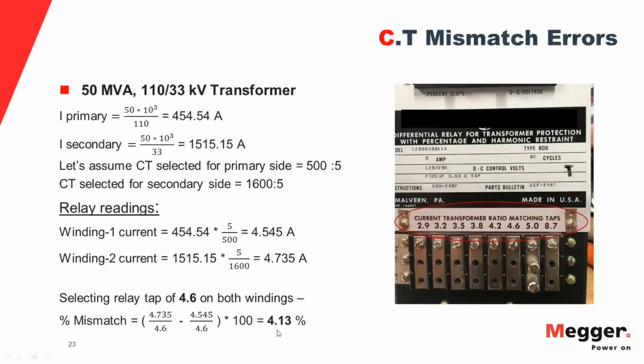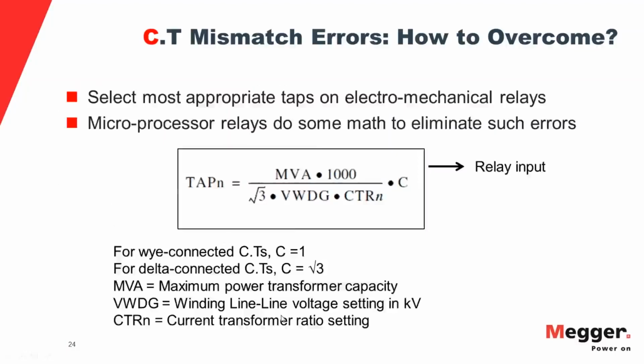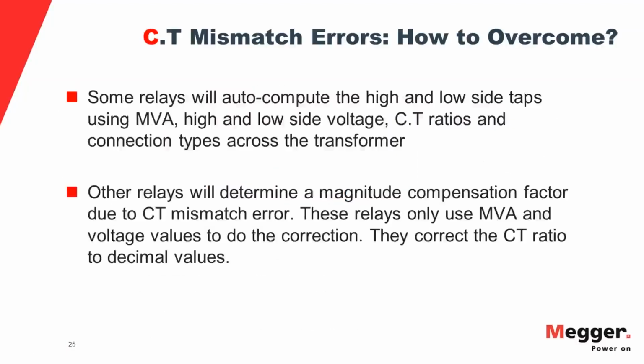The second challenge is phase shift. Phase shifts will happen whenever you have a delta winding on one side of the transformer and a Y winding on the other side of the transformer. So I've taken an example here which has a delta on the high side of the transformer and Y on the low side. And my CTs are connected in this fashion. I have CTs Y connected on both sides.